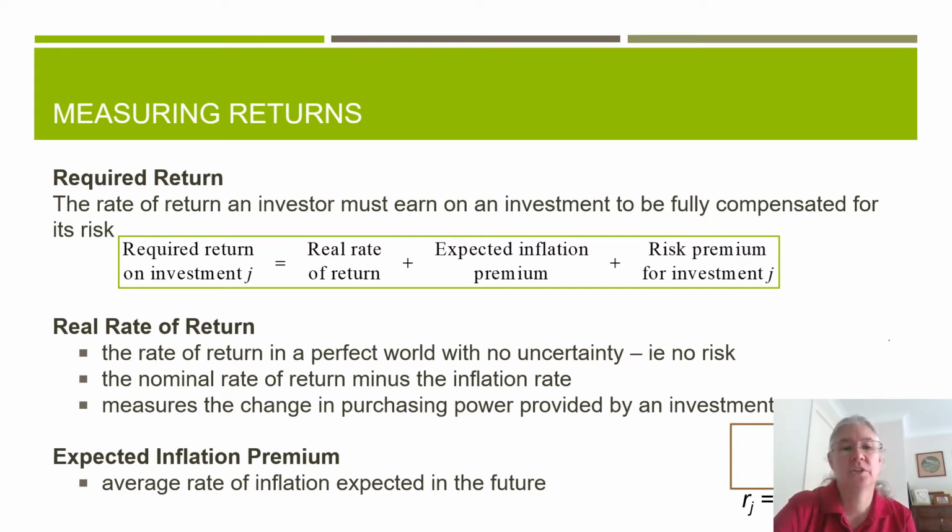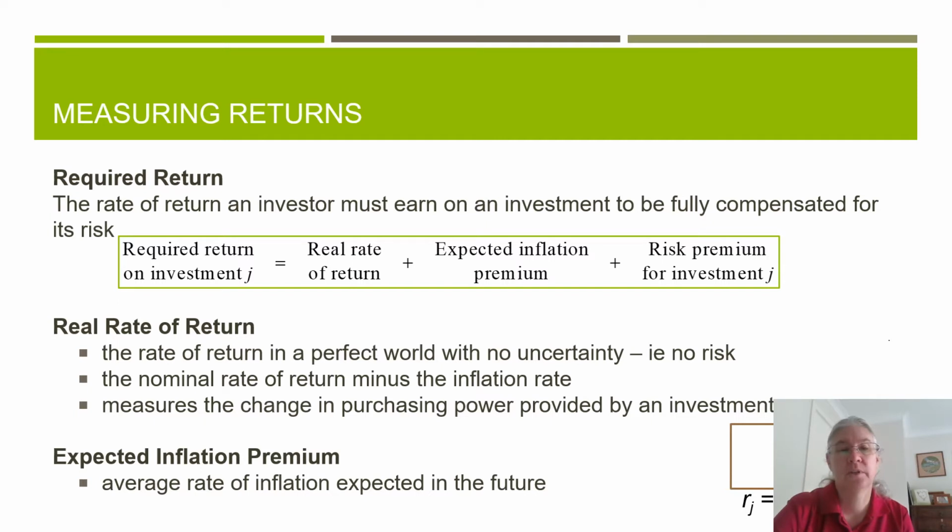So what return do you require from investment J? From investment J, the return that we require is made up of 3 different parts: the real rate of return plus the expected inflation premium plus a risk premium for investment J. So that's related more to what investment J is. Let's look at the first part of this equation, the real rate of return.